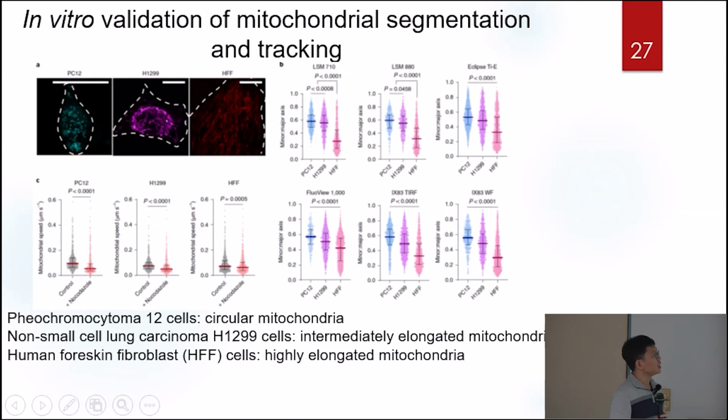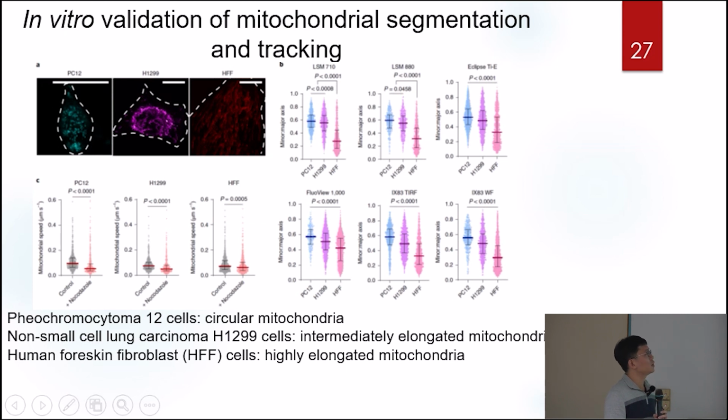So in this paper, they give you some examples. I just take one. For example, they took PC12 cells, non-small cell lung carcinoma, or foreskin fibroblasts. It's already known that in PC12 cells the mitochondria are more like a circular form, in the non-small cell lung carcinoma they are intermediate elongated, and in the fibroblast they are very long and elongated.